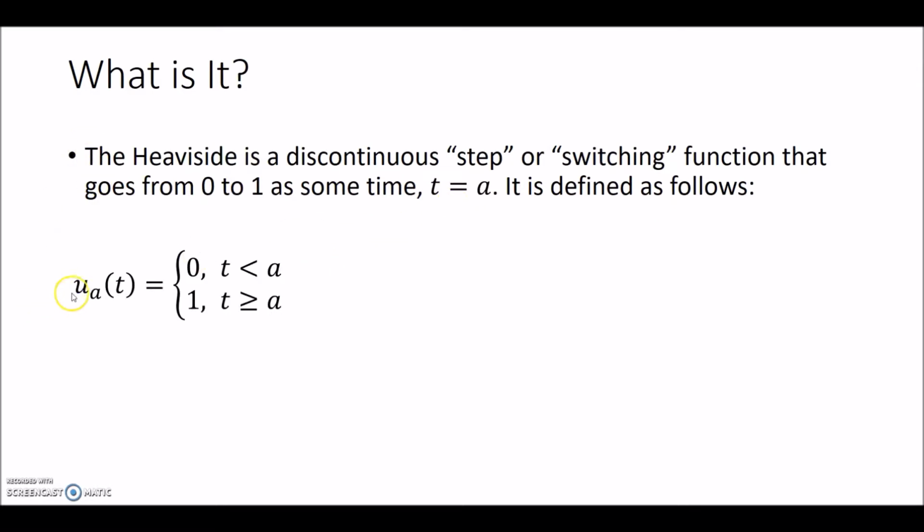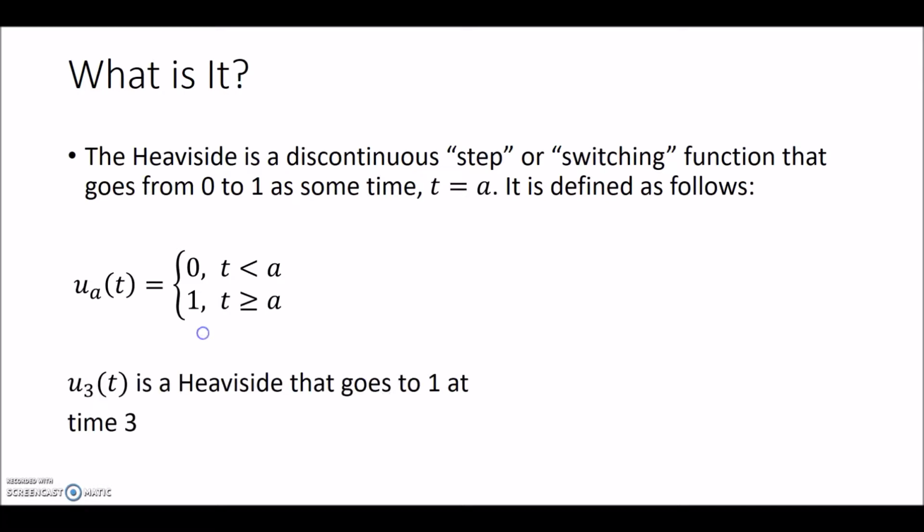The symbol that we use, and there are various notations for this, but for some reason we've clung to the notation calling this function u subscript a of t. And the a, as we'll see in a second, specifies the time at which the signal goes from 0 to 1. So the signal produces a 0 for all times less than the specified time that it turns on, and then at time a, the signal becomes a 1. That's a very simple function, yet it's a very powerful one.